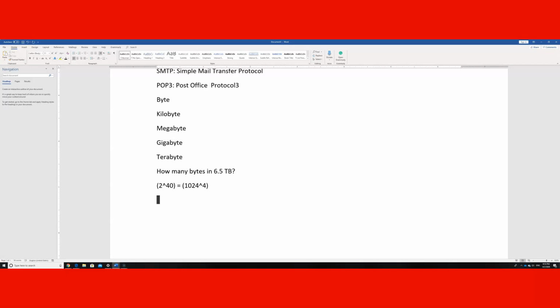Then, because I'm trying to figure out how many in the bigger unit, there is a multiplication that should take place here. So the answer would be 6.5 multiplied by the relationship, which is 2 raised to the power of 40, or 1024 raised to the power of 4. You don't have to find the answer for this question because we do have Excel, we do have a calculator, but you have to do the thinking process behind the whole thing.